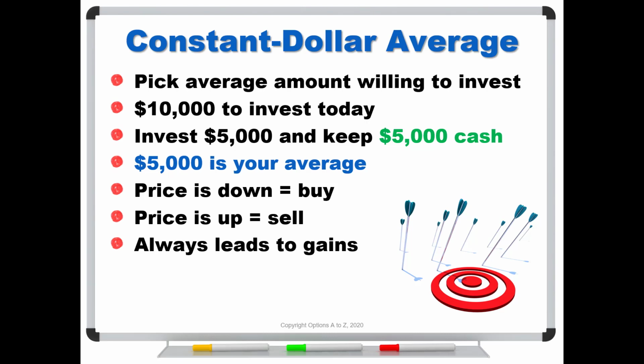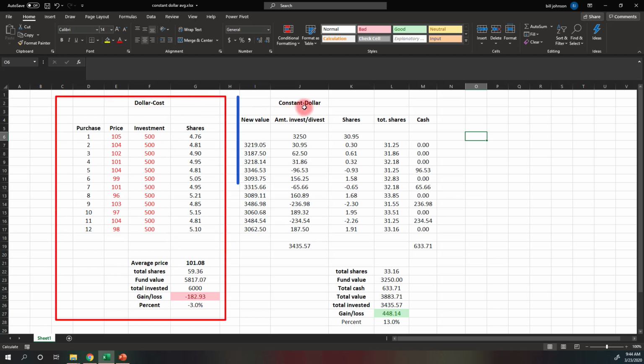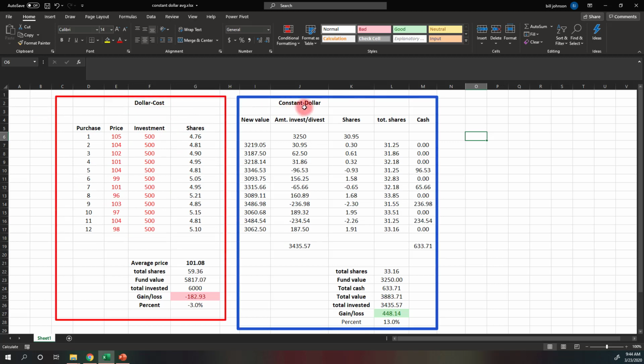So when prices are down, you must come up with cash to take advantage of that. And when prices are up, it forces you to sell and to park it into cash, where we might redeploy it at a later time. So I know it sounds hard to believe, but let's go over to an Excel spreadsheet and take a look at both of these strategies. So here's an Excel spreadsheet, and I've got a couple of little models here. Over on the left we have dollar cost averaging, and on the right we have our constant dollar averaging strategy.